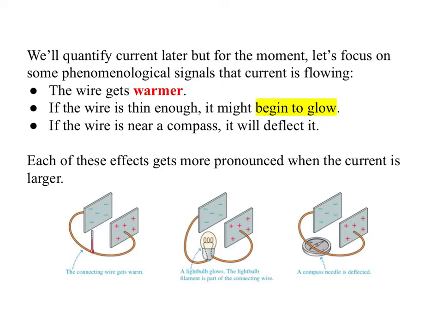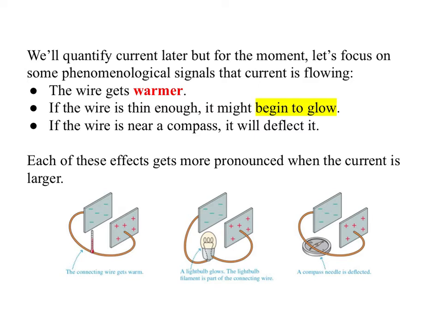All right, we'll quantify current later. We'll give it numbers because this is physics, and physics is about numbers. But for the moment, let's focus on some phenomenological signals that current is flowing. How can we tell if there's current flowing? 1, a wire will get warmer. 2, if the wire is thin enough, it might begin to glow. This is how an incandescent light bulb works.